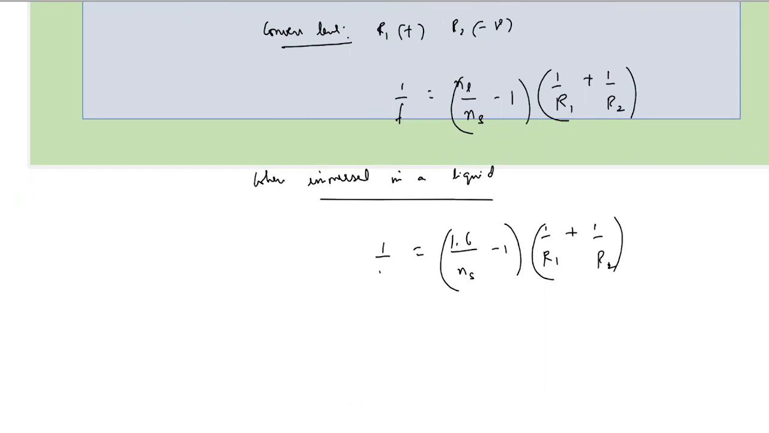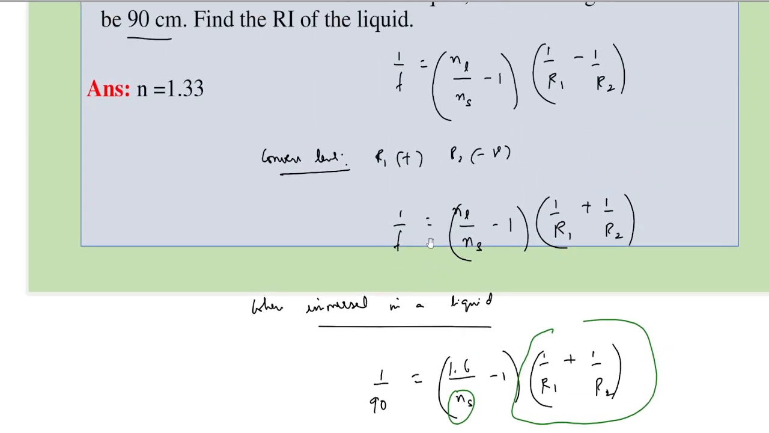So 1 by 90 is equal to so much, but here there are two unknowns. This whole term is one unknown. If you treat this as one term, this term is unknown and also this n for surrounding is unknown. So we can't solve this without knowing what this factor here is. So to get to know the value of 1 by R1 plus 1 by R2, let's look at the question once more.